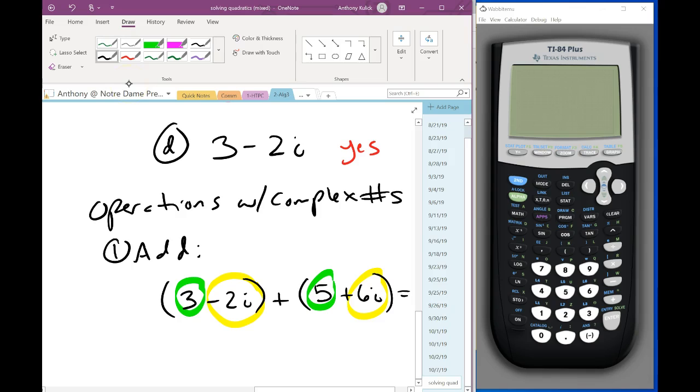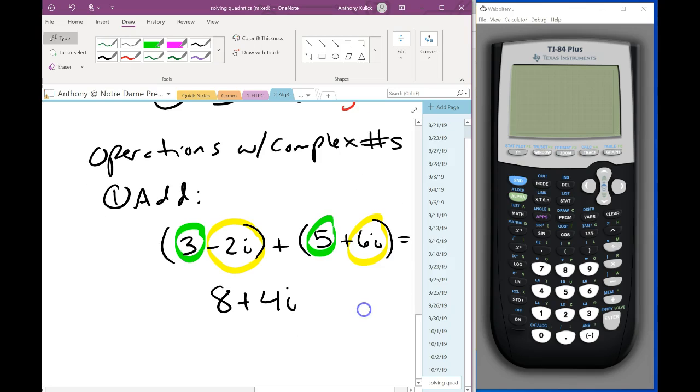So we're just going to add the real parts together, 3 plus 5, and add the imaginary parts together. Negative 2 plus 6 is 4, and then we'll just keep the i. Oh, well, that's really nice, right? Exactly works as we'd hope. Nothing tricky about that. It's basically just combining like terms, right? Non-i's get grouped together, and the parts with the i's get grouped together. Easy. Everybody okay with that idea?